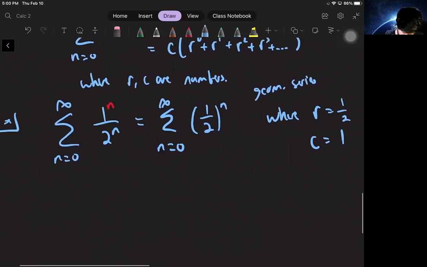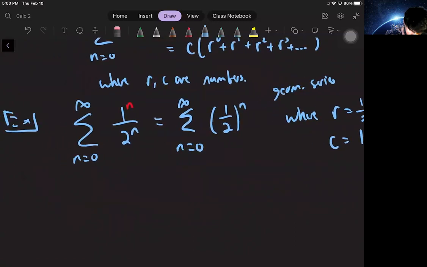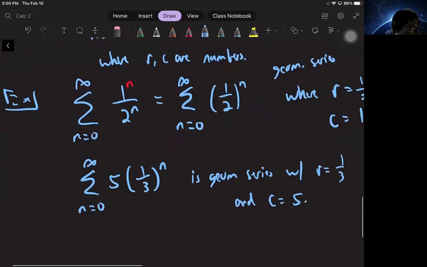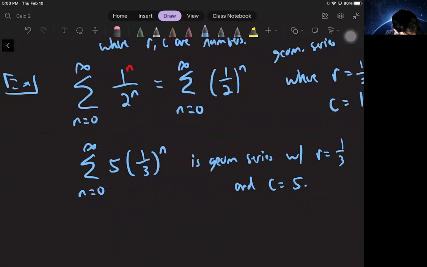So this is an example of a geometric series. We've already worked with one of them. This is another. Maybe this time I'll just put it already in the nice form. So this is another geometric series with r being 1/3 and c being 5. Okay.